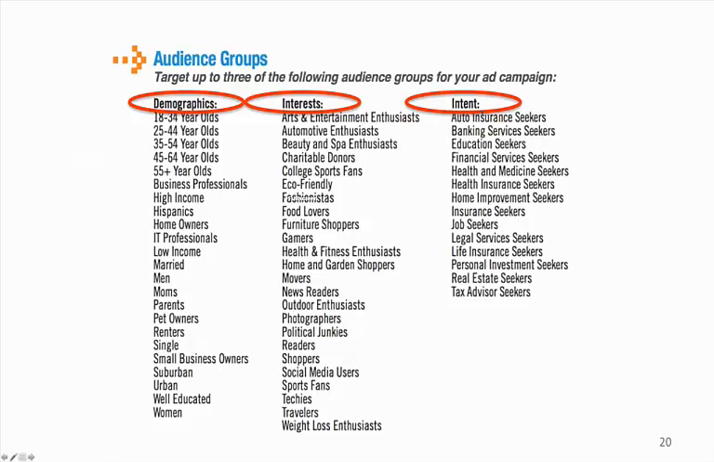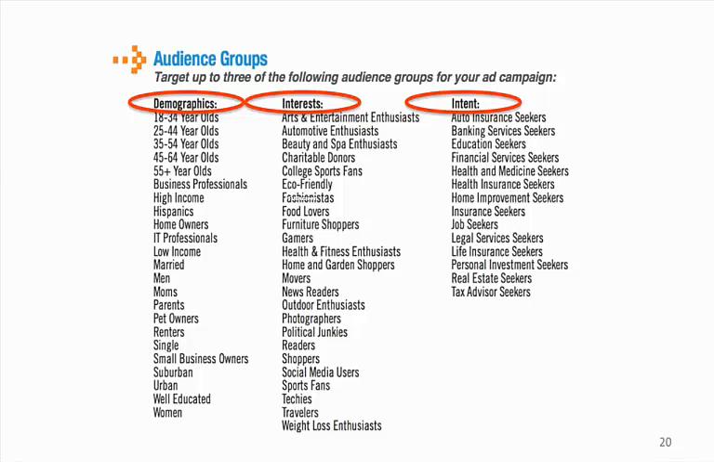Over here on intent, based on the sites that people are visiting, we can know, are they looking for auto insurance? Are they looking for banking services, education, financial services, health and medicine, right? You typically are not going to go visit an auto insurance site unless you are looking for auto insurance. Same with life insurance or tax advisory services. So you combine these 3 things: demographics, interest, and intent, and then you target all of those on a local basis within 15 miles of your business. I think you can see how powerful advertising digitally can become.